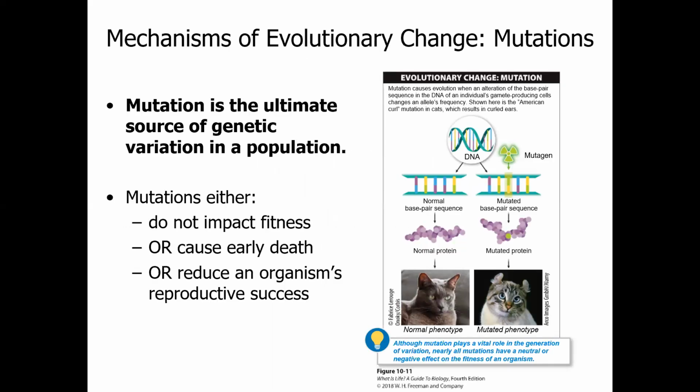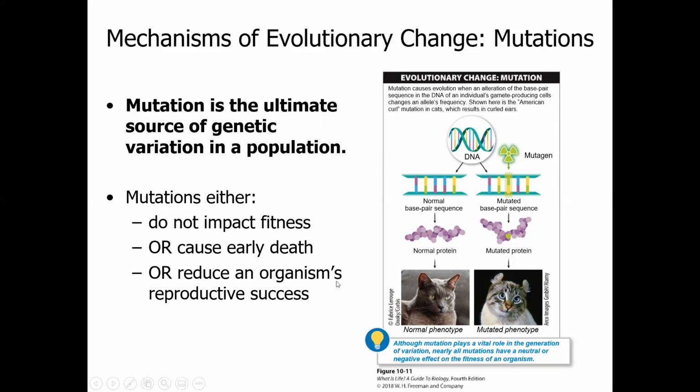So with mutations, they are ultimately the ultimate source of genetic variation in a population. Of the 4 different kinds of mechanisms we have, mutations are the best source of genetic variation for a population. So having either mutations come from an external source or mutations come from a spontaneous mutation, that's what's really going to drive genetic variation in a population.